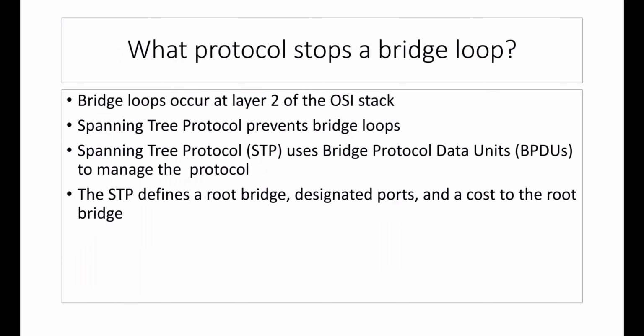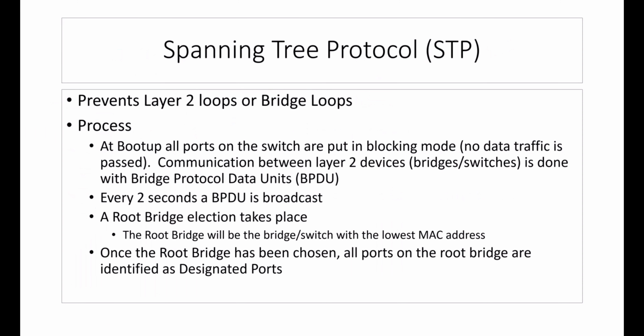Spanning tree protocol uses bridge protocol data units to manage the setup and the overall protocol. In the process of creating this, spanning tree elects a root bridge, identifies designated ports, and the cost to the root bridge. Spanning tree protocol actually prevents bridge loops.